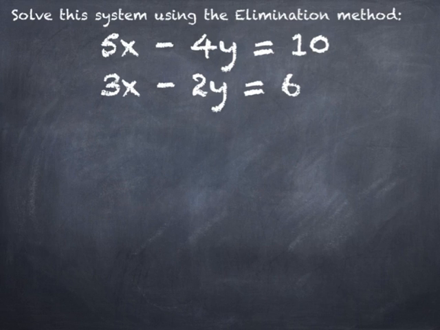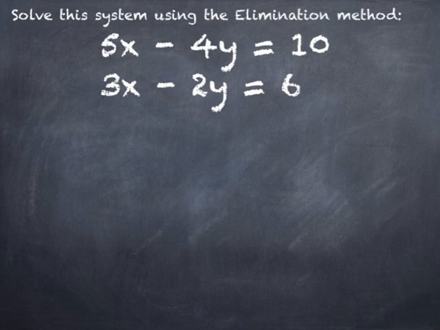So the question says, solve the system of equations using the elimination method. In the elimination method, the goal is that when I add the two equations together, one of the variables will cancel out. If I look at the x's and add them, I would get 8x. If I look at the y's and add them, I would get negative 6y. So as it is right now, nothing's going to cancel out. I'm going to have to do some math magic to it.